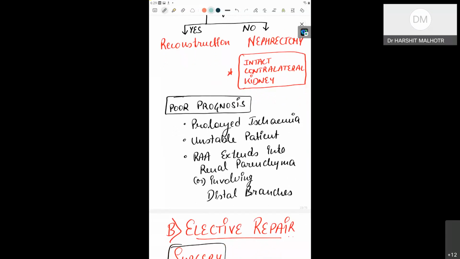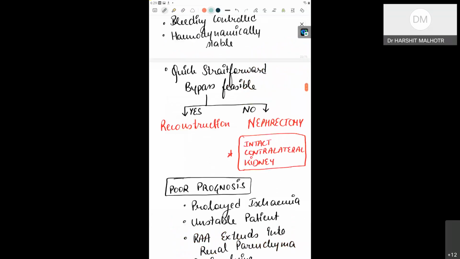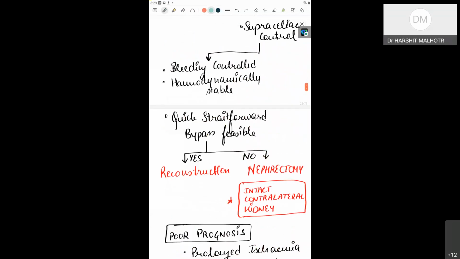And renal arteries per se are end arteries. So with any of the pathologies associated with these renal arteries, there is ischemia, and we have very little warm ischemia time in these cases. That is why we have to proceed with nephrectomy. But again, repeating, if the bleeding is controlled, the patient is hemodynamically stable, and a quick, straightforward bypass is feasible, in all these three scenarios we can go for a reconstruction.